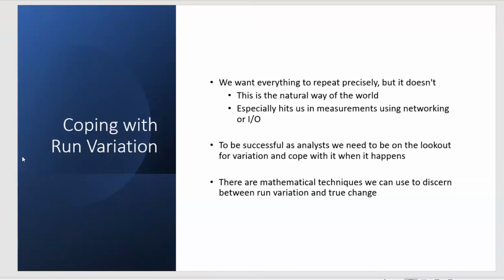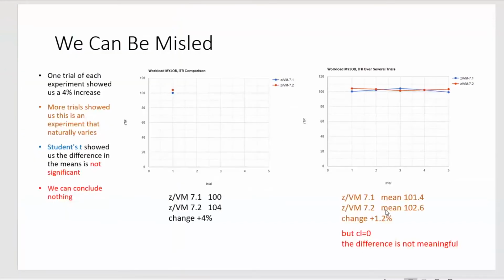So you have to be on the lookout for variation. You have to cope with it when it happens. And it turns out that there are techniques from mathematics that we can use that'll help us to see the difference between it just naturally varied and we changed something, and that caused it to vary. And we're going to talk a little bit about those things.